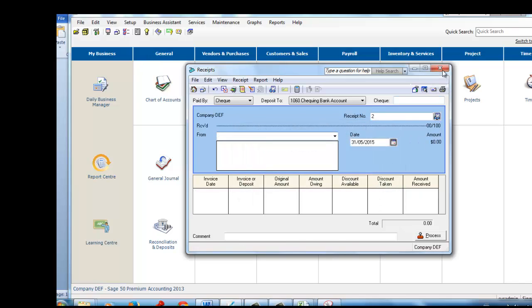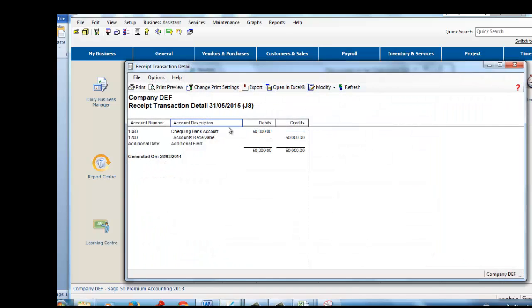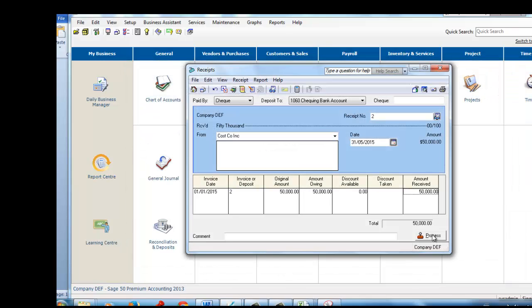And at the same time, we also have another receipt from Costco, and Costco paid us the full amount. And the entry will be the same, debit the bank, and I'll just demonstrate it quickly. Debit the checking bank account $50,000 and reduce the accounts receivable by the same amount. So we process this transaction.